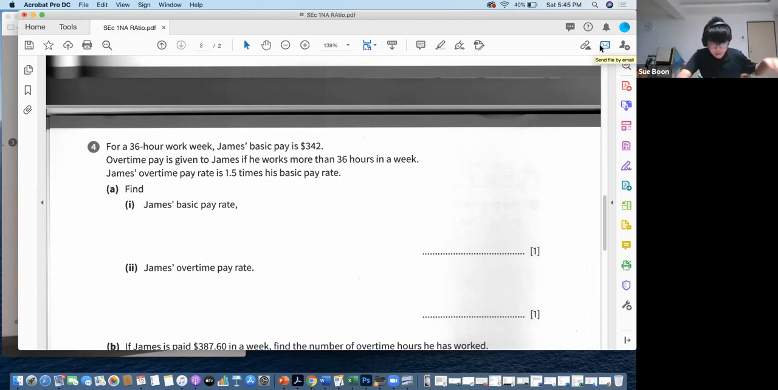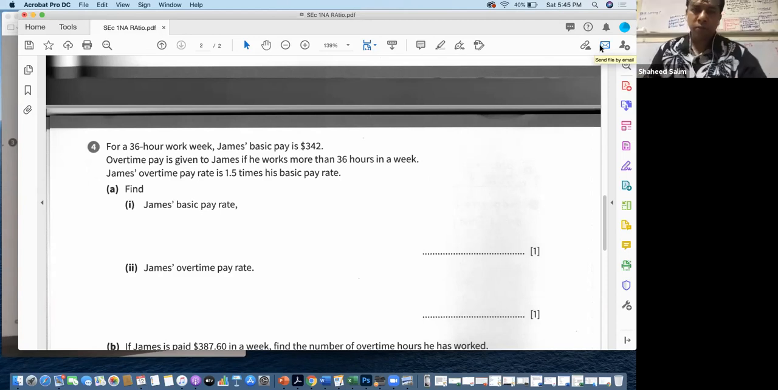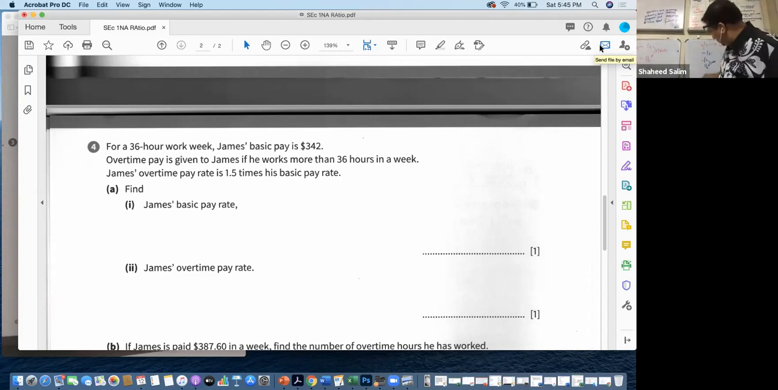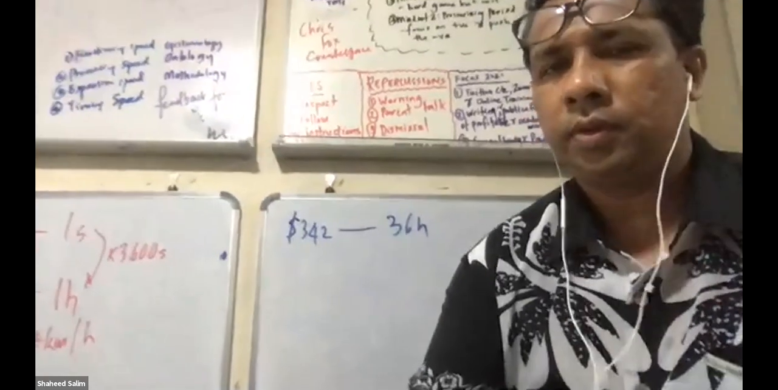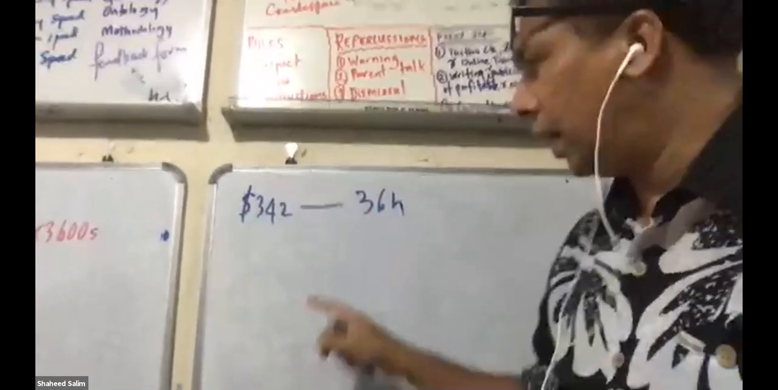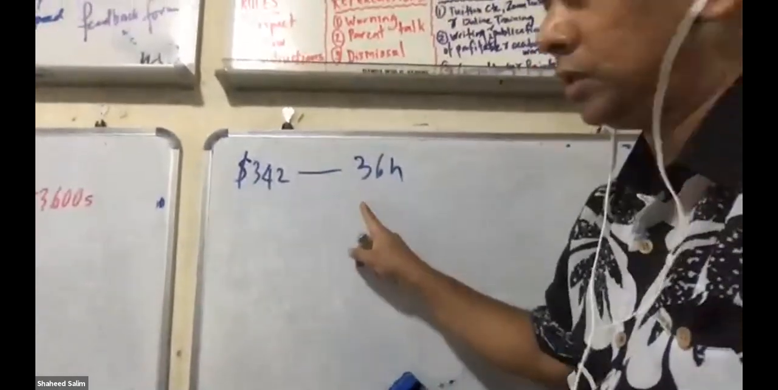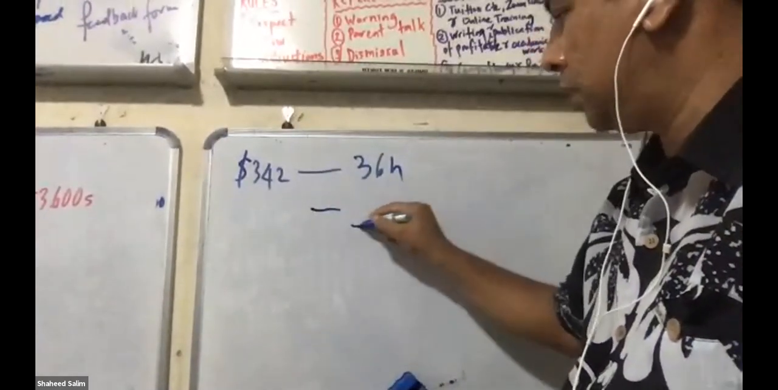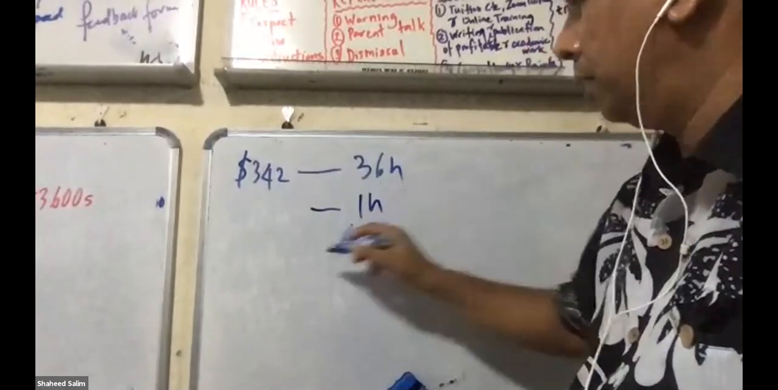Okay, so now I'll write the question on the board first. We are dealing with rate. So they say that $342 is for 1 week, which is 36 hours. Can you see the screen now? $342 is for 36 hours. So how much is it per hour? 1 hour, how much? Can you find out?